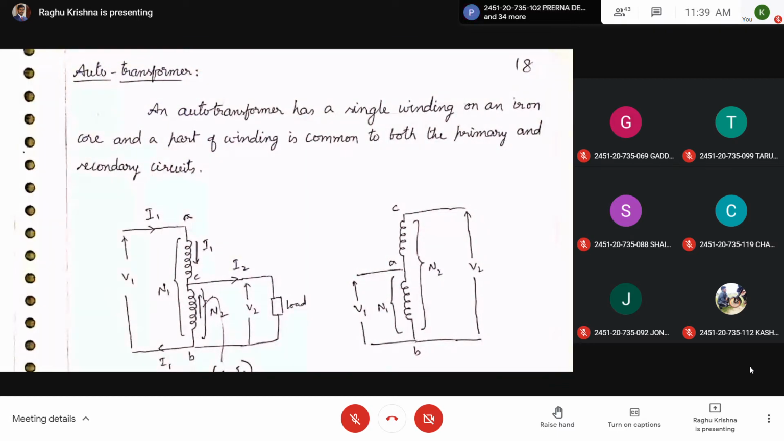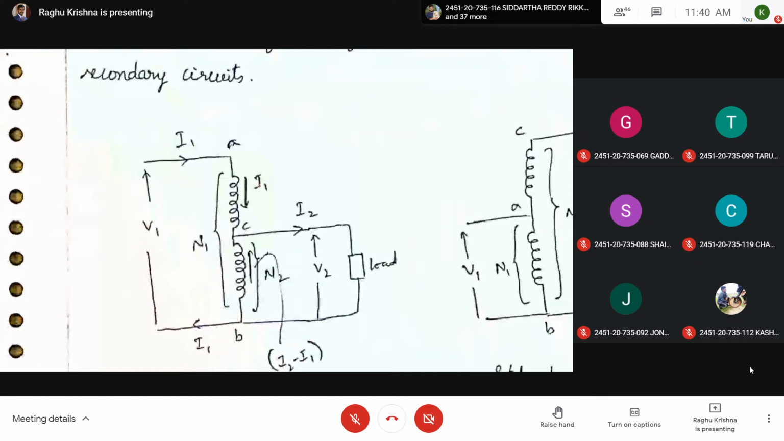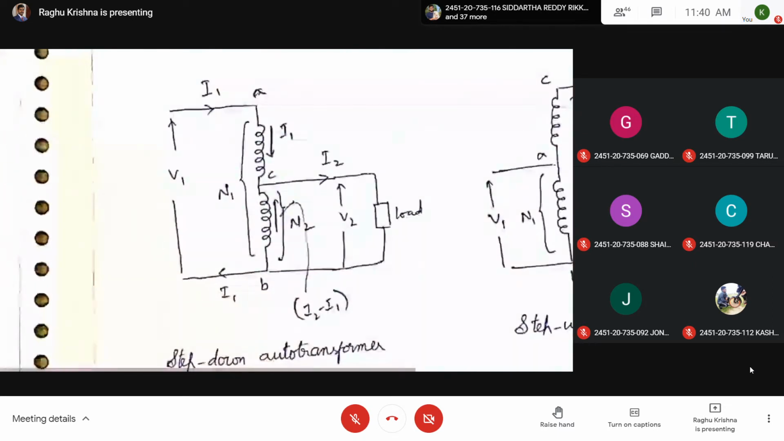An auto transformer has a single winding on an iron core. It is having only one winding on an iron core, and a part of the winding is common to both the primary and secondary circuits. See here, you can see the diagram.